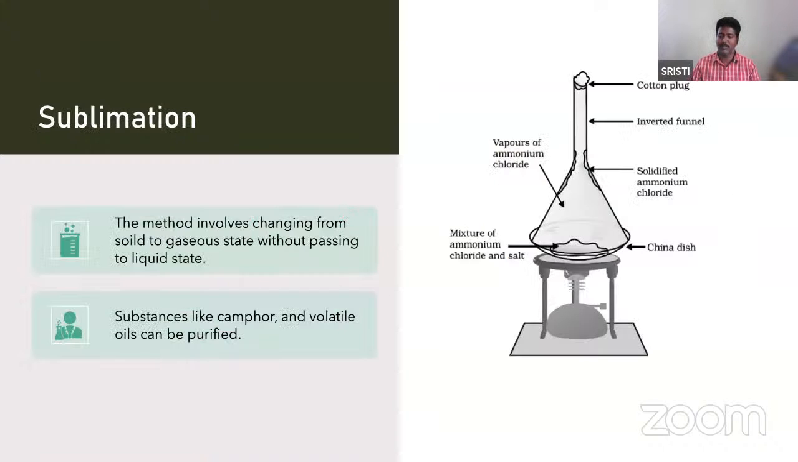The next method is sublimation. This is an ancient method. The method involves changing the compound from solid to gaseous state without passing through the liquid state. Volatile substances like oil and camphor can be purified using this method.